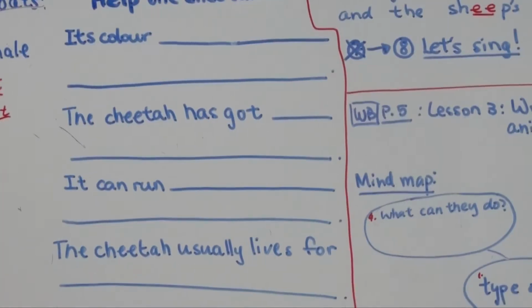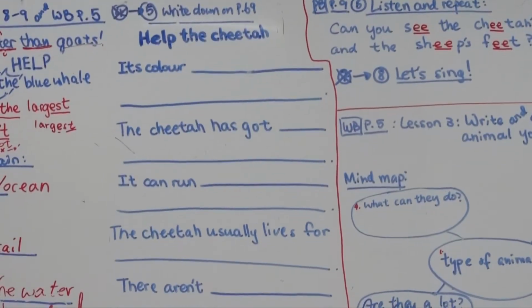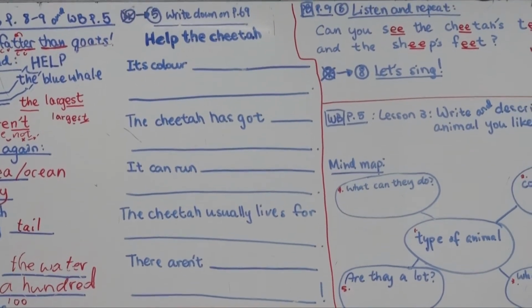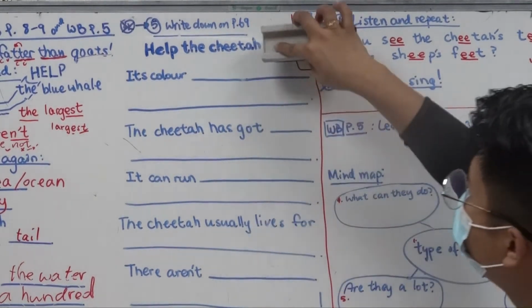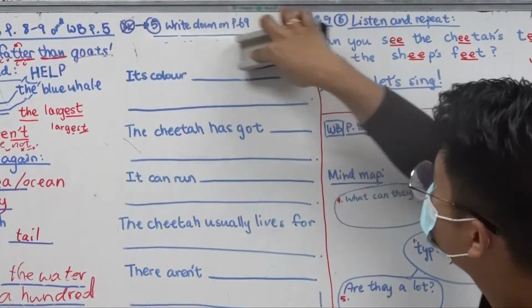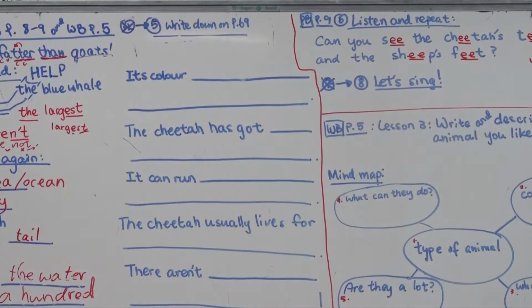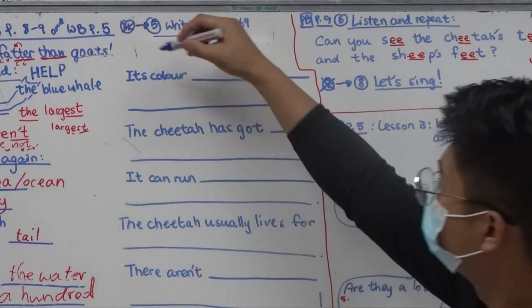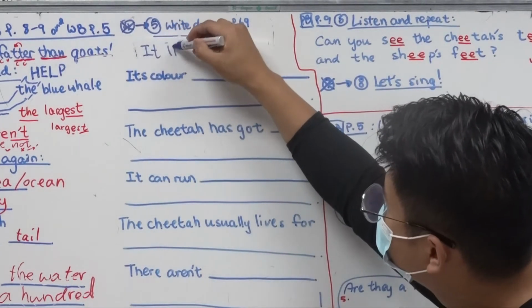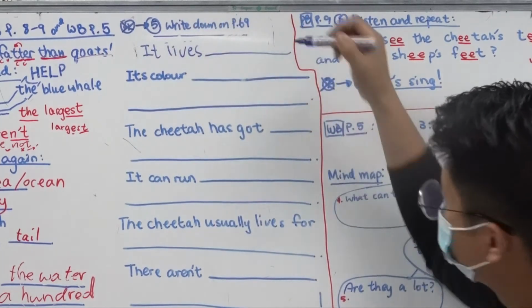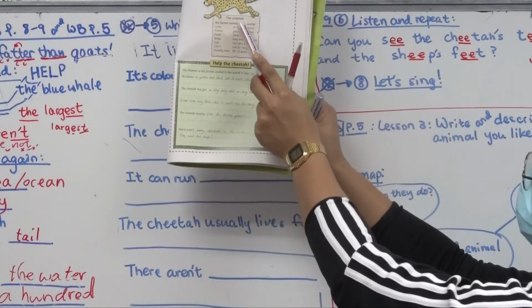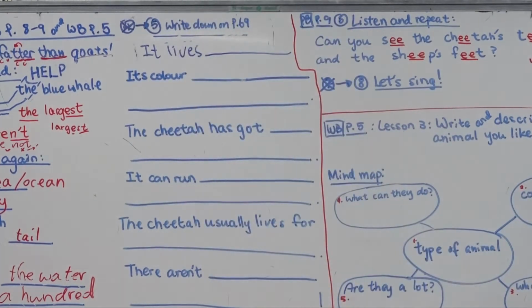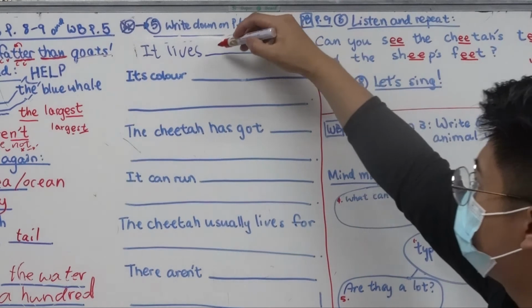So it's color. Look at the part about color. What color? Oh, sorry. It lives. Where does it live? I missed one very, very small line. So it should be it lives. Where does it live? Over here. Grassland. Right. In the grassland. So write down the answer.